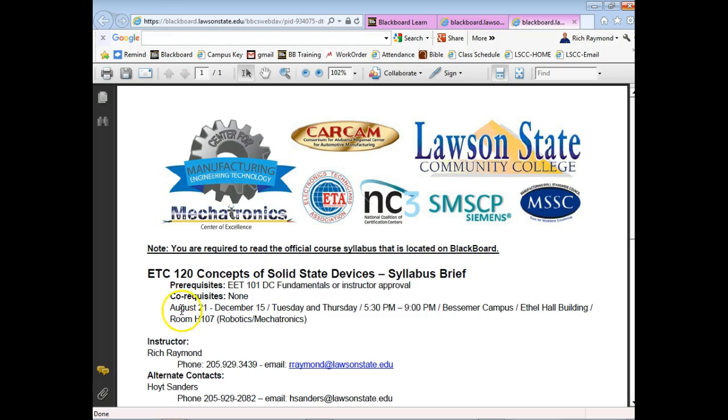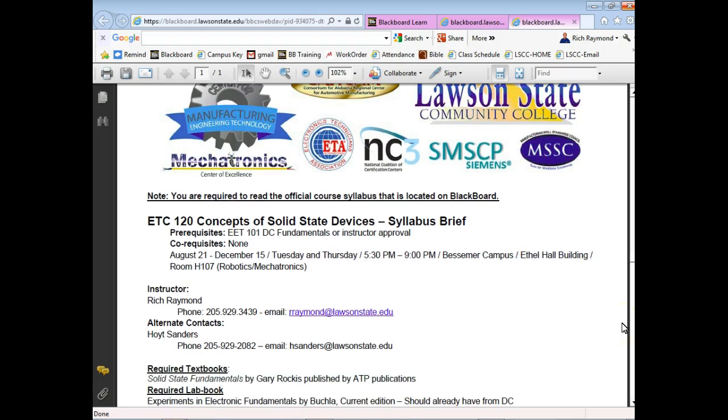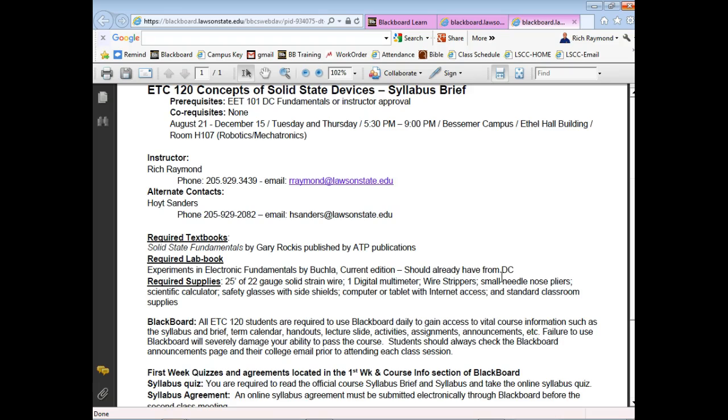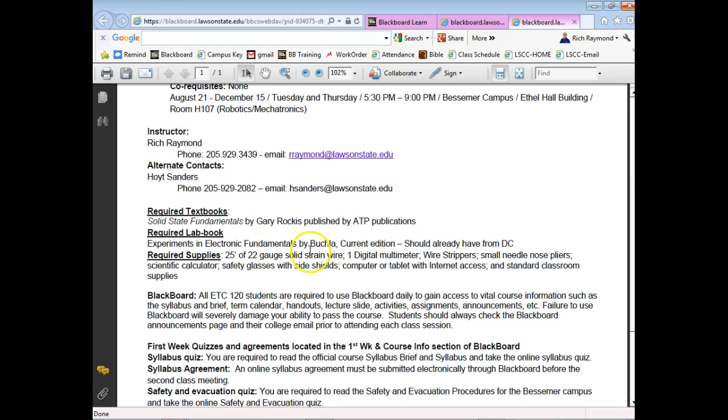So it's going to meet all the way from August 21st all the way to the 15th. It gives you the time the class meets and where it meets, so y'all are in the right place. It gives you my email address, so if you don't have access to Blackboard, most people have access to their cell phone, right? So if you've got this available, you can do that. It gives you the required supplies. We still list them on the syllabus.